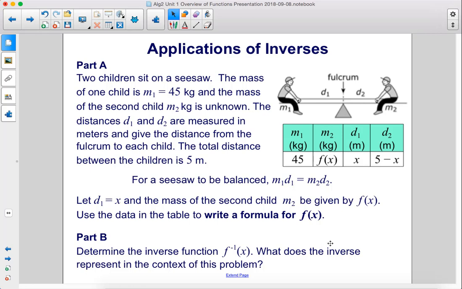Part B, determine the inverse function f to the negative 1 of x. What does the inverse represent in the context of this problem?